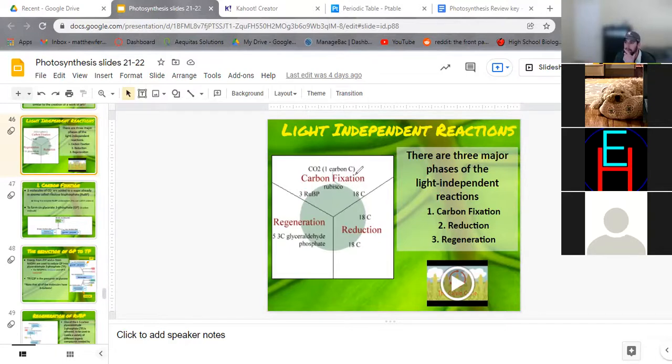So like I said, the Calvin cycle, or the light independent reactions, they're the same thing, has 3 main steps. The first step is called carbon fixation, the second step is called reduction, and the third step is called regeneration. And they're all very well named. In the first step, we're going to be fixing carbon, or attaching a carbon. In the second step, some sort of reduction is going to be happening. And in the third step, we're going to regenerate something that we need. So they're pretty well named.